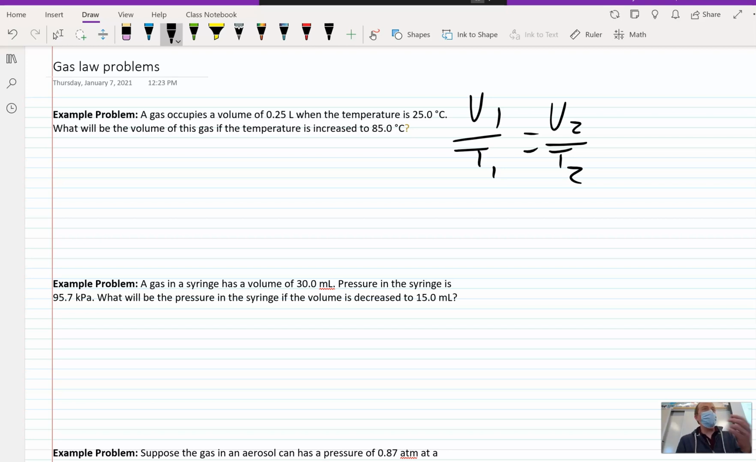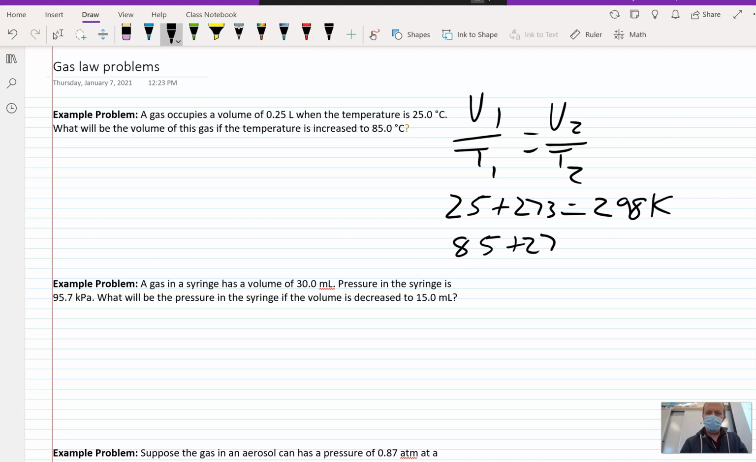Next step, we need to check what's going on with the units. What units am I given? Are there units that I need to convert? And yes, there are, because these are Celsius temperatures. You can never use Celsius temperatures with gas laws. Got to convert it by adding 273, as we were talking about earlier. So I'm going to add 273 to the 25 Celsius, so that's 298 Kelvin. And then 85 Celsius plus 273.